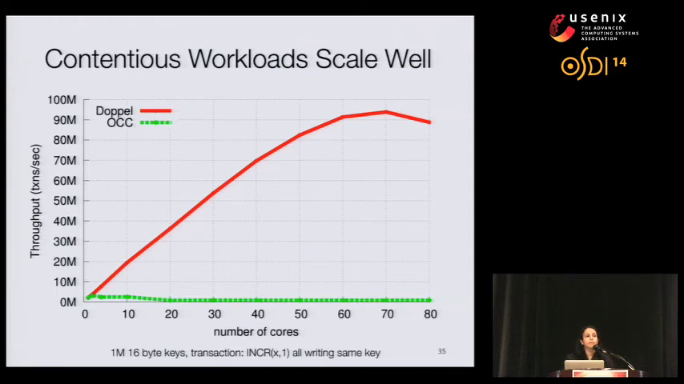So what we see here is that Doppel gets almost linear scalability, while, as might be expected, OCC performance collapses with increased cores. At a high number of cores, the communication we use for phase changing starts to become a bottleneck.